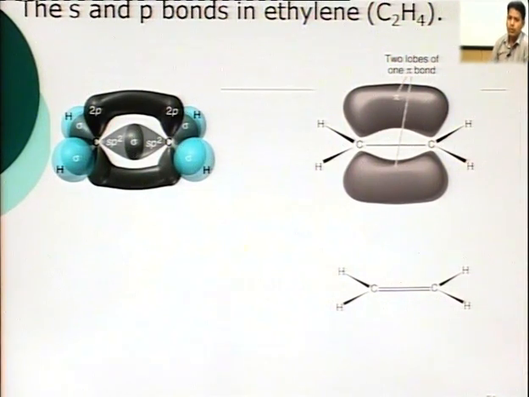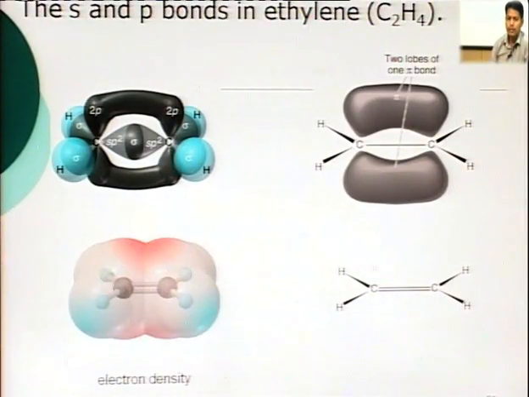Here 2 pi lobes are shown above and below the carbons, and 4 hydrogens are overlapping with 4 hybrid orbitals of the 2 carbons. So, the electron density is also shown here.